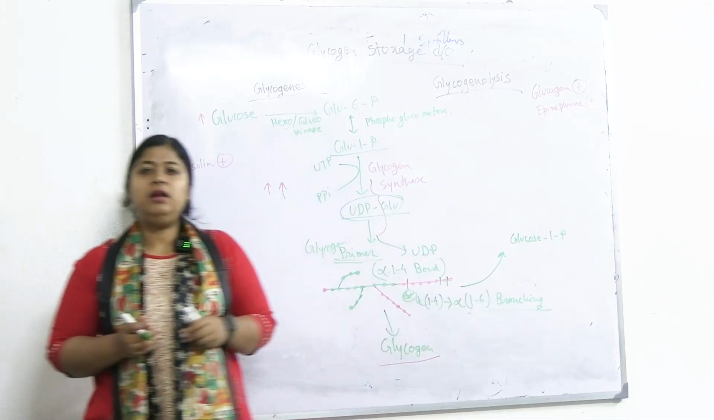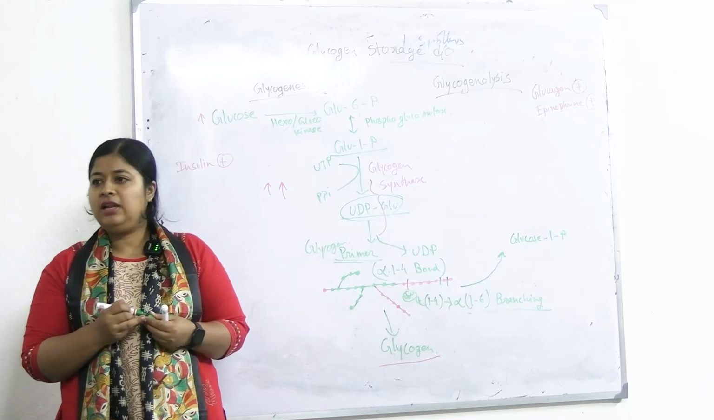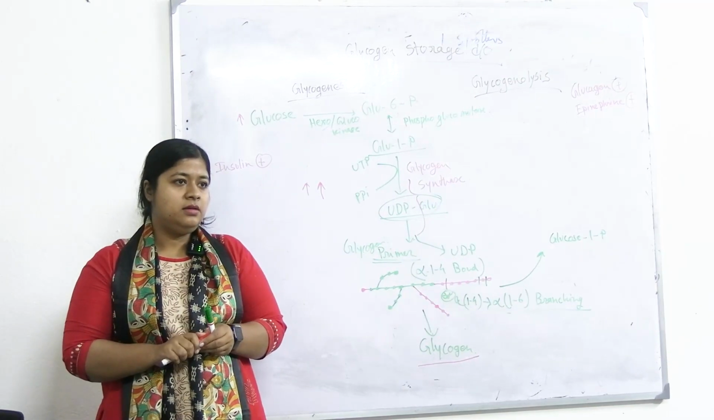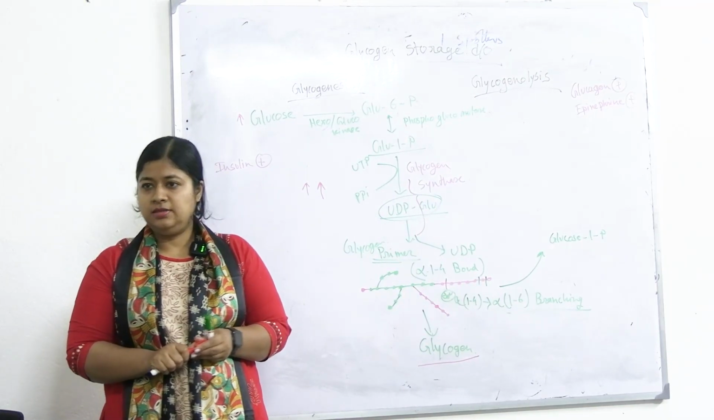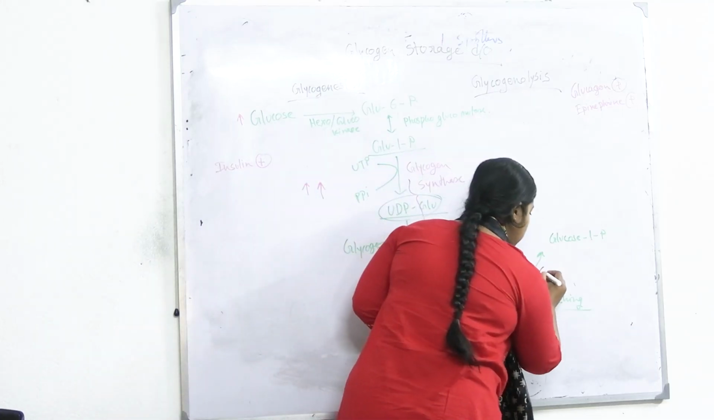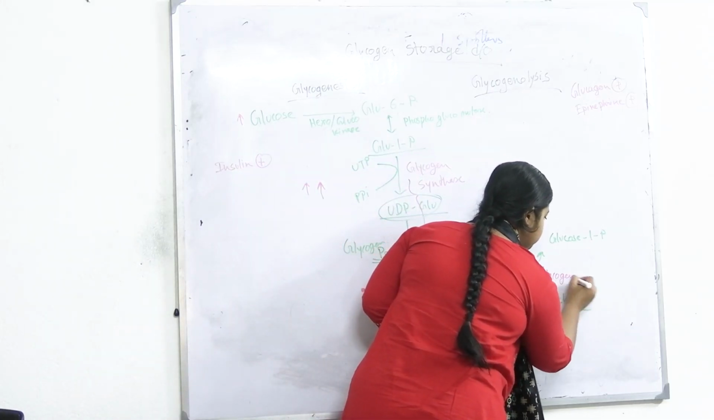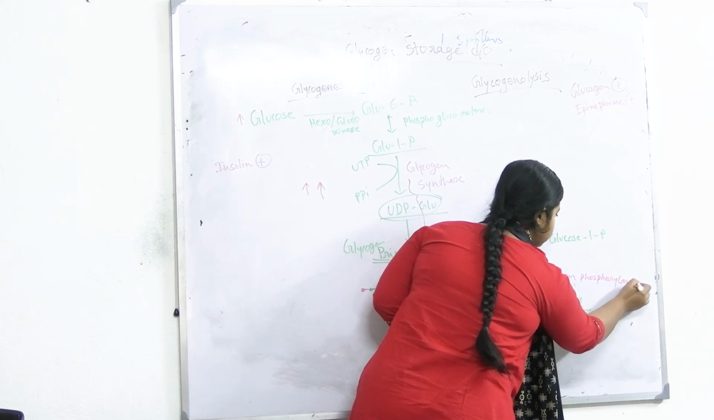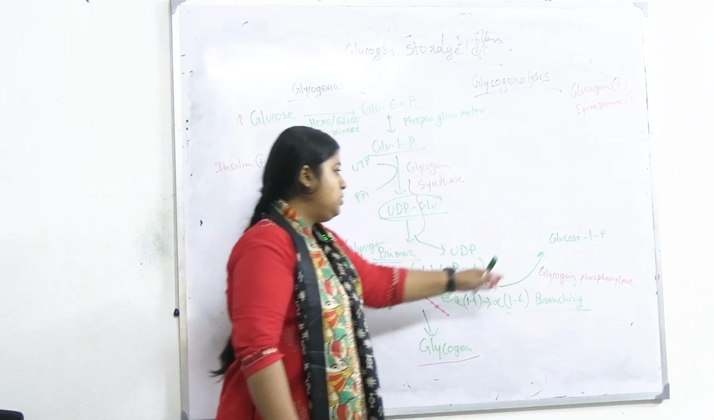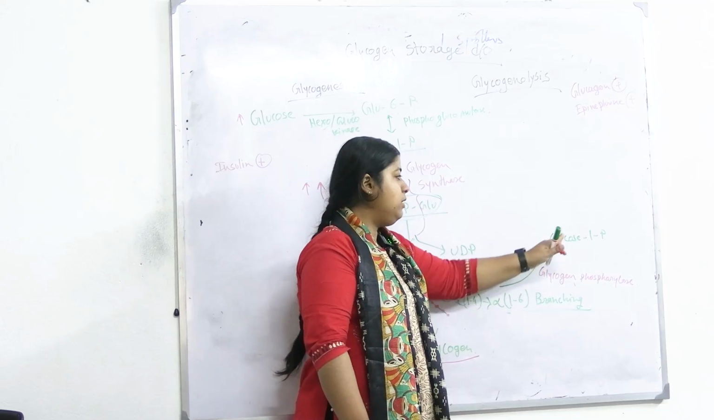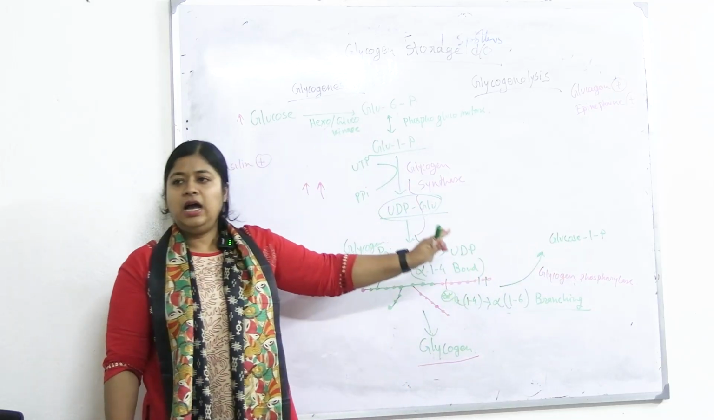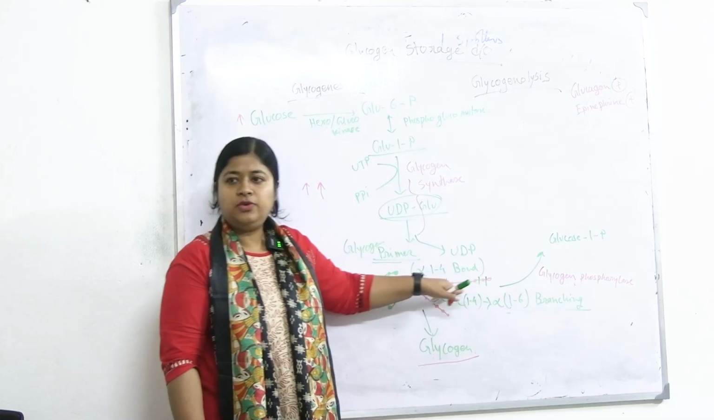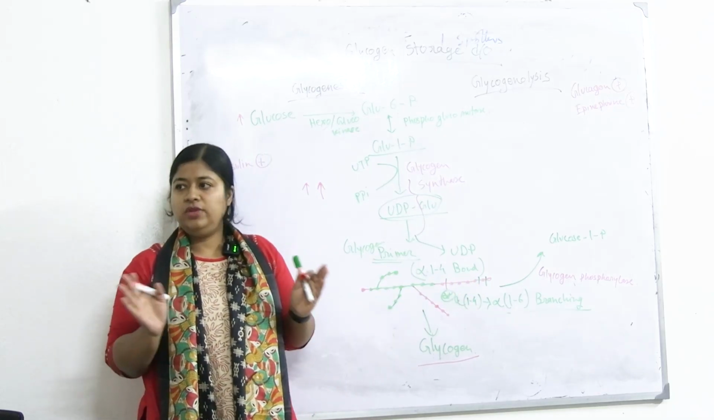Which enzyme acts here, or what is the major enzyme for glycogenolysis? Glycogen phosphorylase. So the enzyme is glycogen phosphorylase, right? This step of removing glucose 1-phosphate occurs until it reaches 4 residual glucose from the branching point, on each side of the branching point.